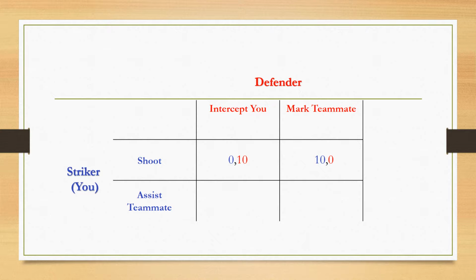If you decide to pass to your teammate and the defender tries to intercept you, then you receive a utility of 10 as you assist your teammate with a goal, and the defender receives a utility of 0 as he concedes a goal. On the other hand, if the defender acts to mark your teammate instead, then you receive a utility of 0 as he intercepts your pass, and the defender earns a utility of 10 as he eliminates your attack.